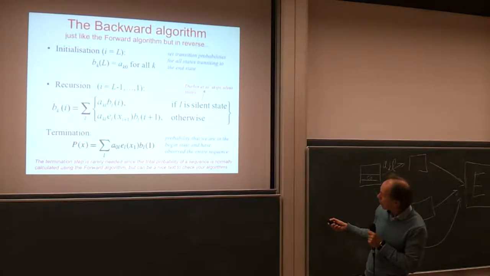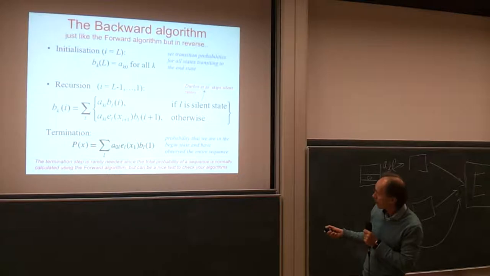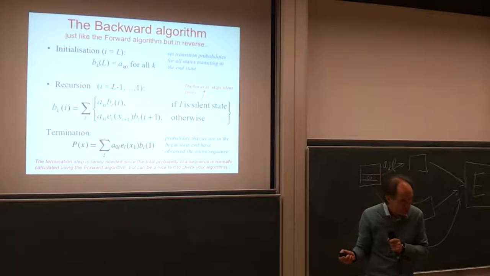So what do you see? You walk back. You start in the end state at sequence letter L. Go to the state preceding, where the sequence letter L minus 1 would be in. You say, okay, this would have been the transition probability from this L minus 1 letter in the state to the end state as well. And this is the backward score of the cell you have. It's really the forward algorithm in reverse.